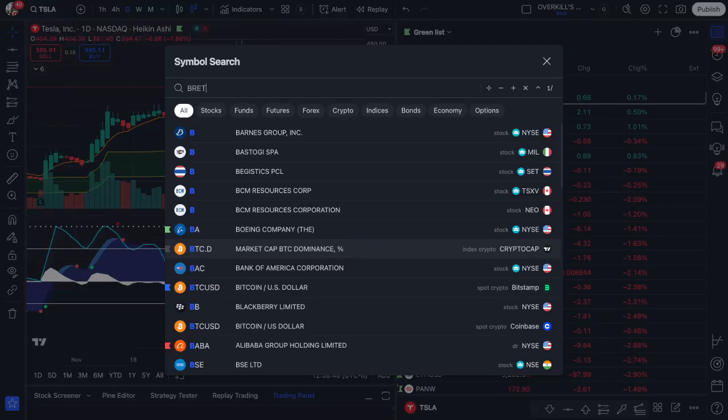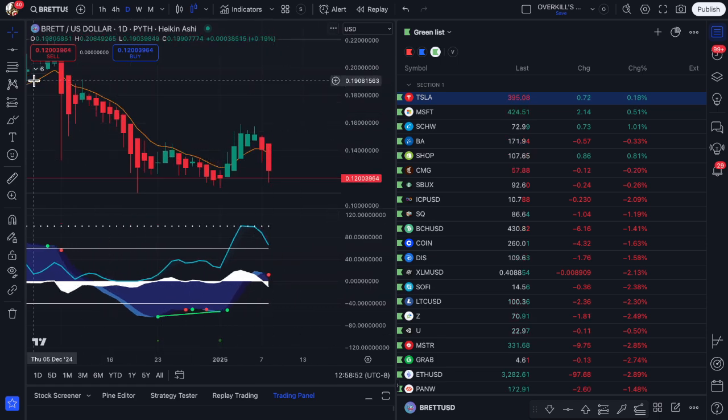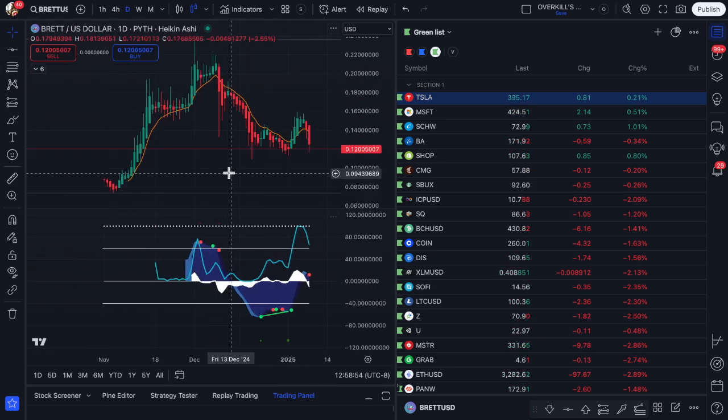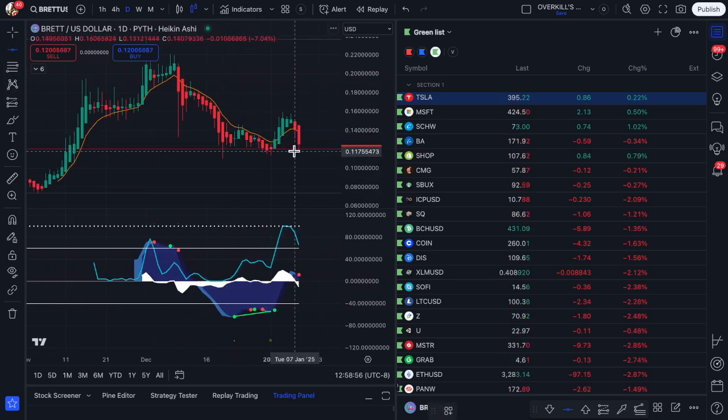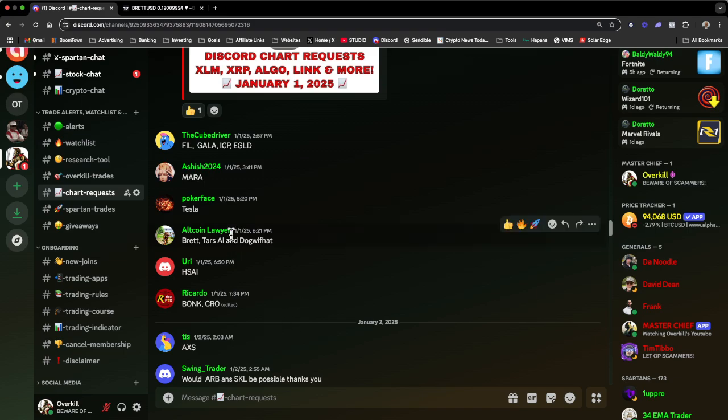Now we got Brett. Brett's also red today. You could sell half your position and then get back in on the green dot. But again, a very major level here is going to be the bottom of this candle right there at 0.1, call it 10 cents. Okay, call it 10, 11 cents right there for the stop.